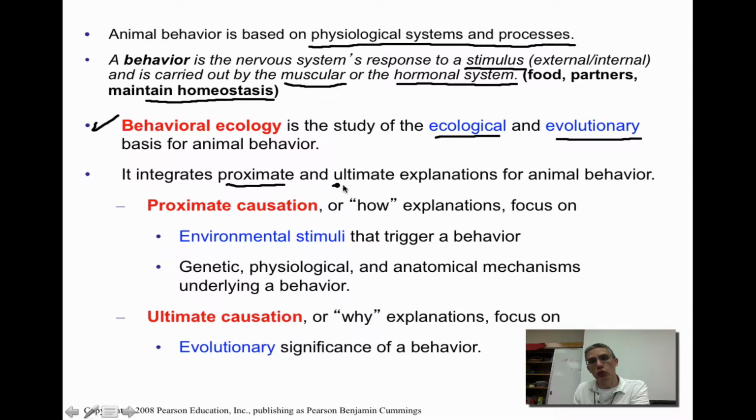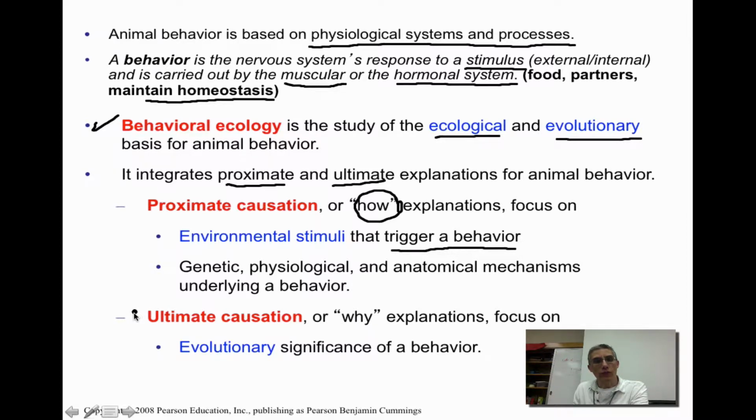Now, when you talk about behavioral ecology, what it's going to do is integrate a proximate and an ultimate explanation for the behavior that's being observed in that animal. Now, proximate causation for that behavior is going to be the how piece. In other words, how does that behavior occur? So we would be looking at the different types of environmental stimuli that are going to be used to trigger that behavior.